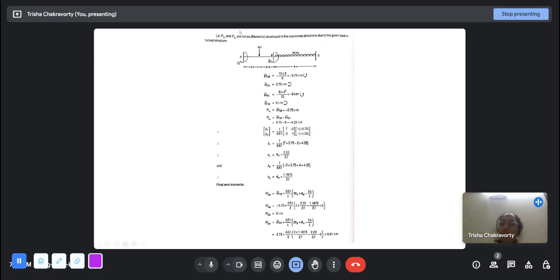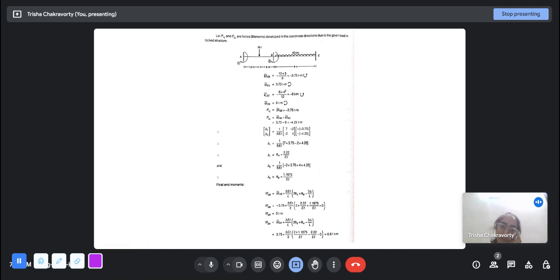So P1L and P2L are forces developed in the coordinate directions due to the given load in the locked structure. Now we have some kind of loading, we have a uniform distributed load, we have a point load. We have to divide it in such a way that it is distributed in the coordinates, in the nodes. We cannot put a force in the middle of the beam. So this is where the fixed end moments come into play.